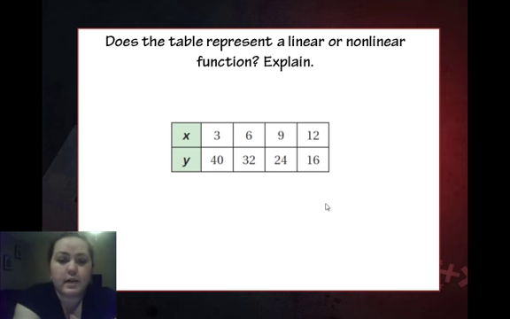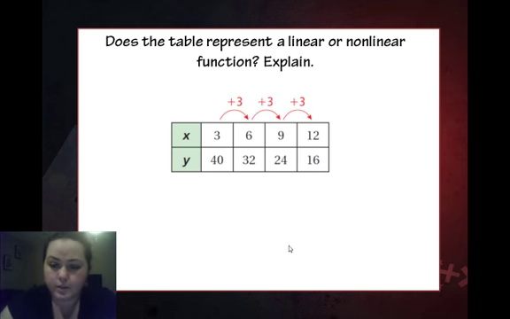Alright, so here's a table. Does the table represent a linear or nonlinear function? And then explain. So I'm going to look to find patterns in this table. The x's are on the top. If I look across, I go from 3 to 6. So that was plus 3. If I go from 6 to 9, that's plus 3. And 9 to 12 is plus 3. So that's a constant rate of change for the x.